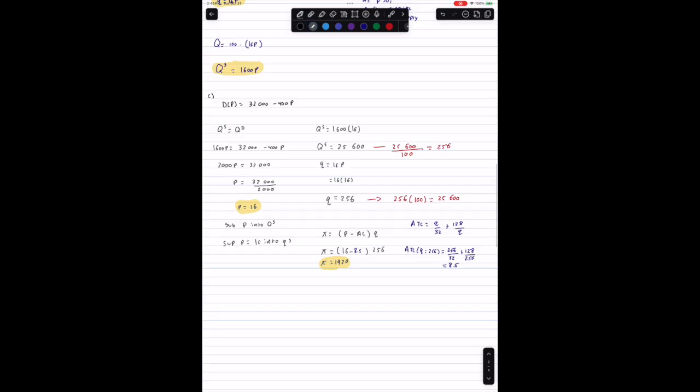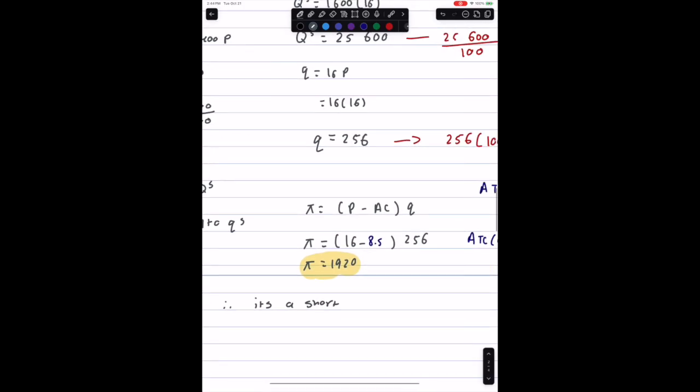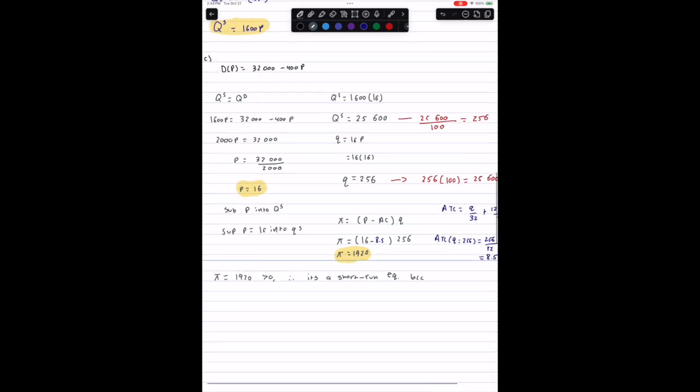We know profit is equal to 1920, right? Which is greater than 0. Therefore, it's a short run equilibrium, because profit is greater than 0. And why is that the case?